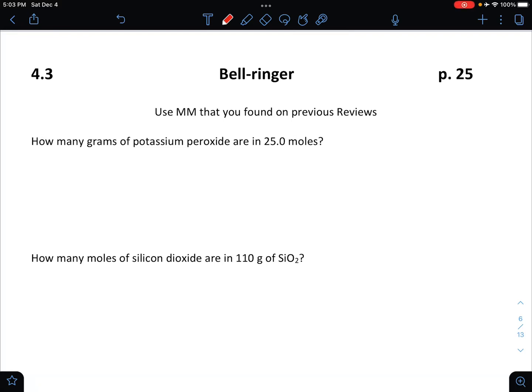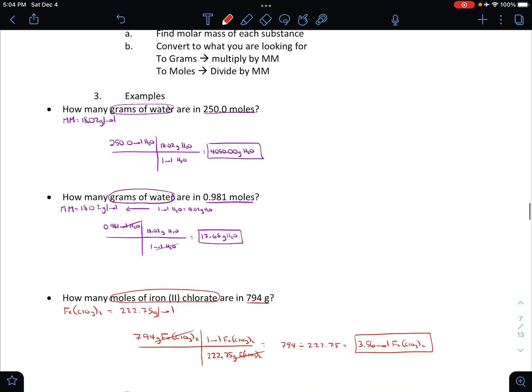Hey all, welcome back. This is going to be our 4.4 video, but first we must do a bell ringer. Remember we found our molar masses of potassium peroxide and silicon dioxide on a previous slide, so flip back for that, trying not to recreate that once. Go ahead and hit pause here, and we'll meet you down at the notes.